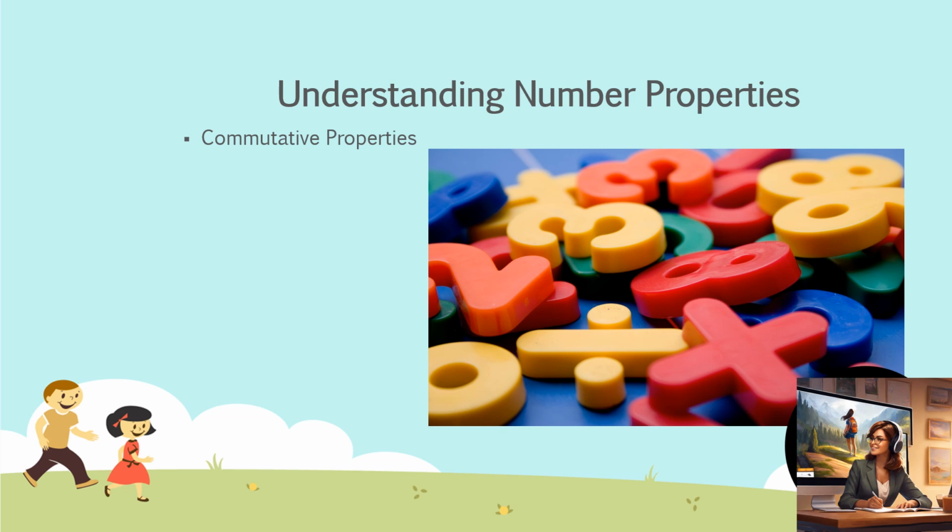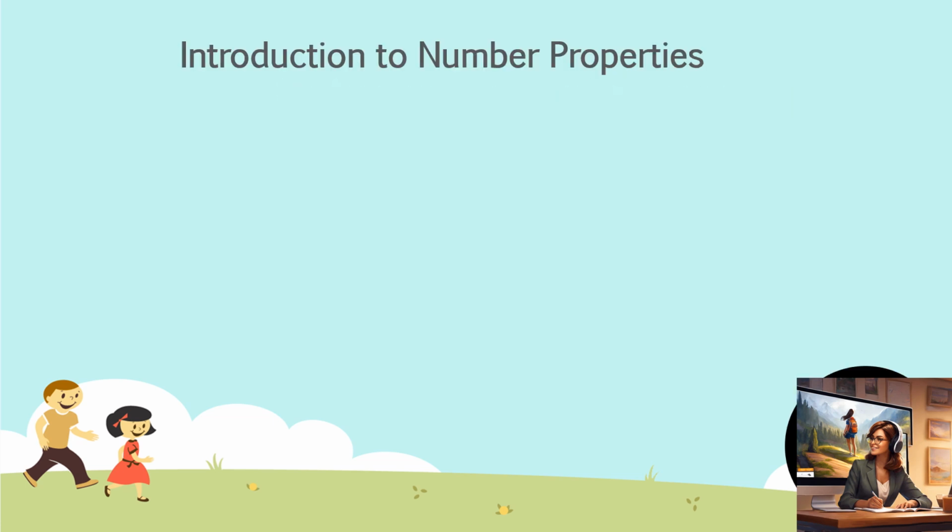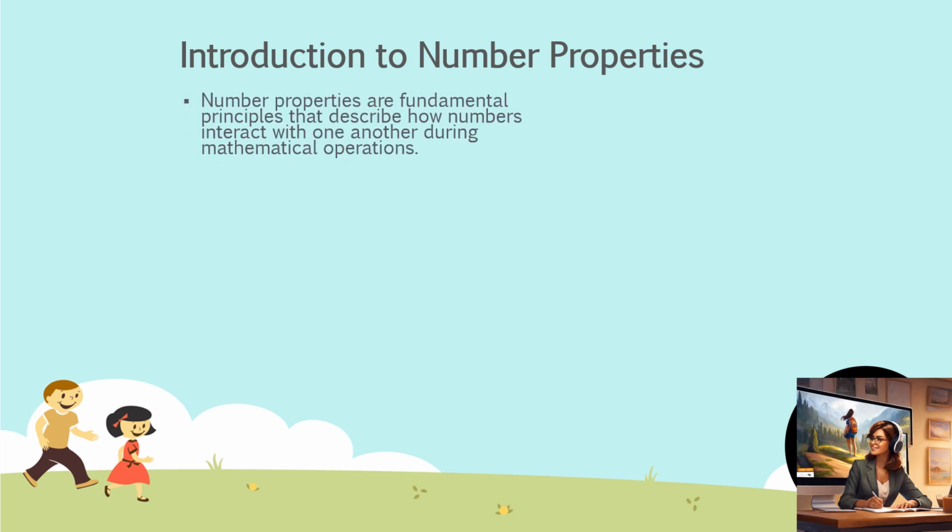Understanding commutative number properties. Welcome everyone. Today we will be exploring the commutative properties of addition and multiplication. These properties teach us that the order of numbers doesn't affect the result when we add or multiply. For example, 3 plus 5 is the same as 5 plus 3, and 2 times 4 is the same as 4 times 2. Understanding these properties will help you solve math problems more easily. Let's jump in and see how they work.